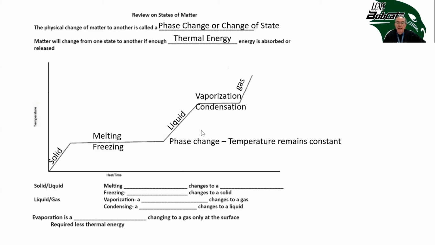Okay. During phase change, remember that the temperature stays constant. Both melting and freezing happen at the same temperature, and during freezing or melting, the temperature remains constant. The energy is either going into forming the bonds to make a solid from a liquid, or it's going into breaking those bonds so that it can turn from a solid to a liquid.